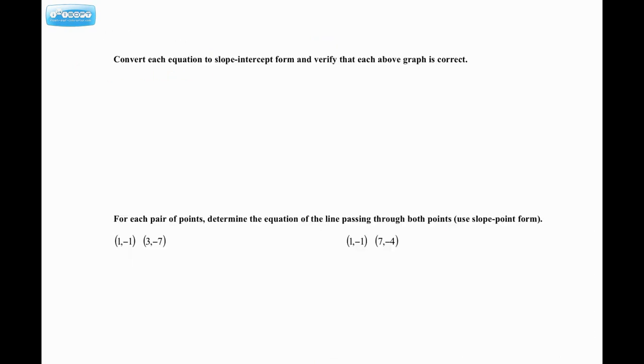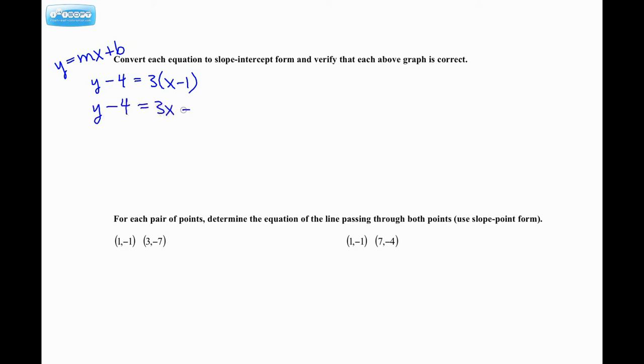Next, we want to convert each of these three equations to slope-intercept form just to verify that the above graph is correct. So, again, slope-intercept form is y equals mx plus b. So what we need to do for each of these equations is just to solve for y. Okay, so the first one we had y minus 4 equals 3 times x minus 1. Okay, so we need to get this equation, which is slope point form, to look like this. Well, we don't want these brackets, so let's apply distributive law and expand that out.